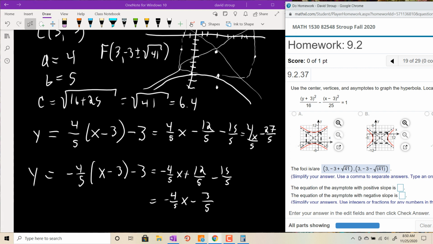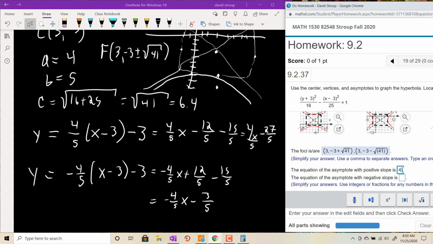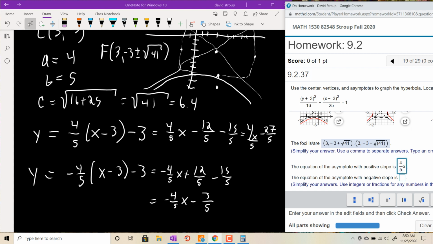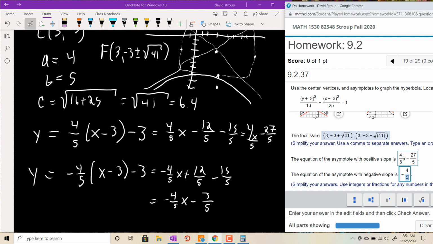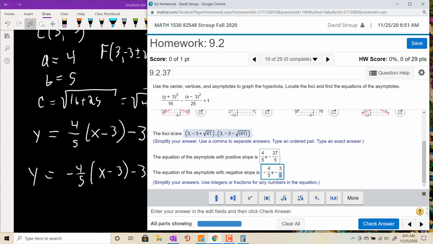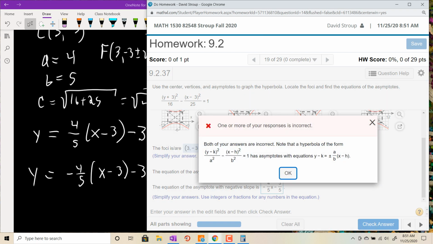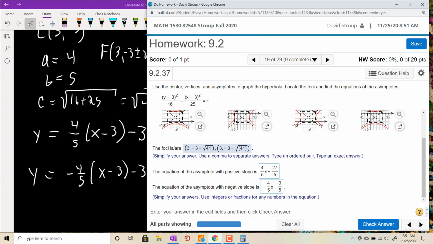All right, so the one with the positive slope is 4/5 x minus 27/5, and then the one with the negative slope is negative 4/5 x minus 3/5. Okay. And check answer. Oops, must have screwed that up somehow. Equation with the positive slope.